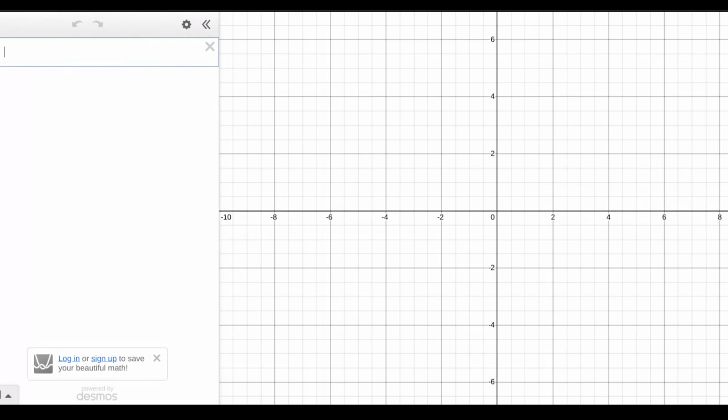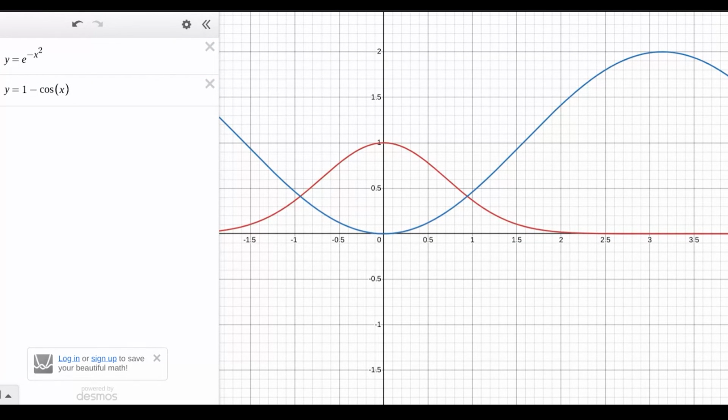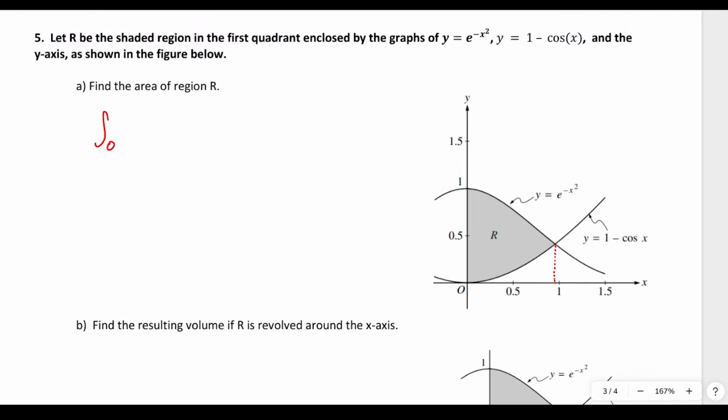So let's type that in. y equals e to the power of negative x squared, and y equals, let's see, what was it? 1 minus cosine x. And so that point of intersection is not quite at 1. It's at 0.941. So that's going to be my upper bound.